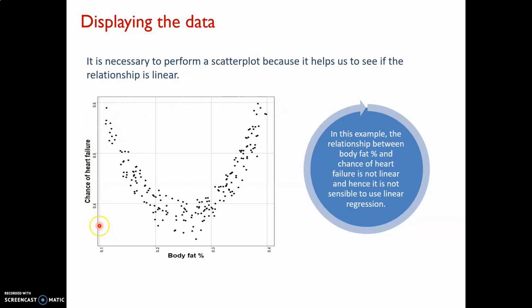Here's another example. The y-axis is the chance of heart failure. The x-axis is the body fat in percentage. In this example, the relationship between body fat percentage and the chance of heart failure is not linear, and hence it is not sensible to use linear regression.